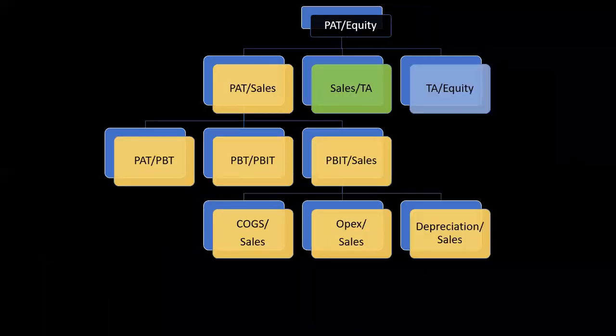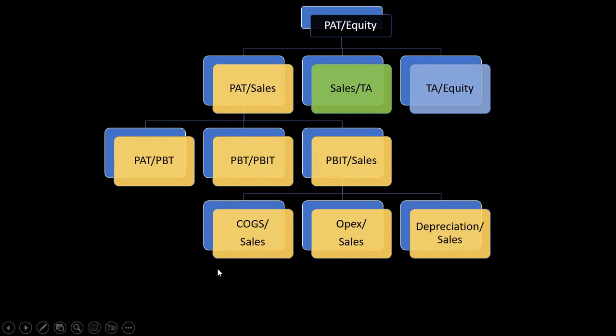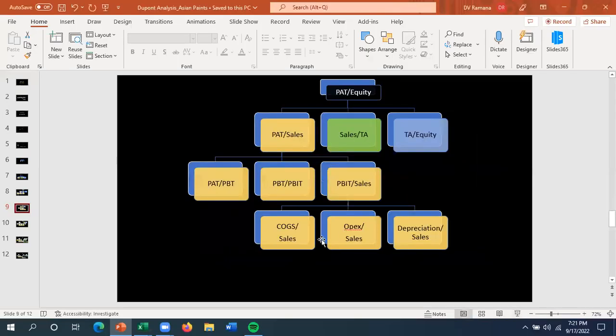And the OPEX burden can be examined by drilling down the OPEX by sales. OPEX consists of COGS, operating expenses other than depreciation, and depreciation. So to improve PBIT by sales, we need to reduce expenses. The question should be, which expense? COGS or salary or rent or commission or depreciation? So let us see what is happening in the case of Asian Paints.